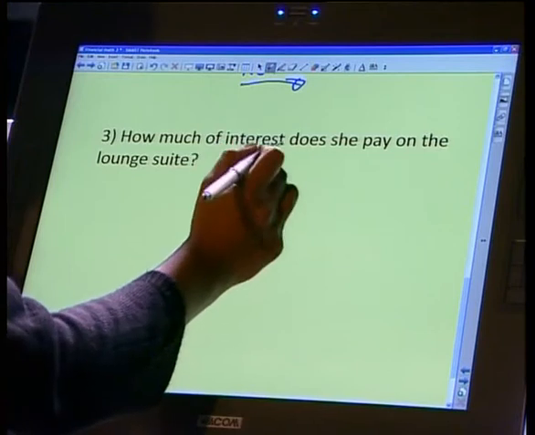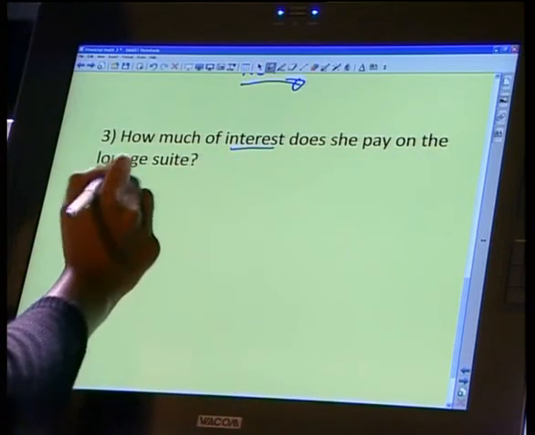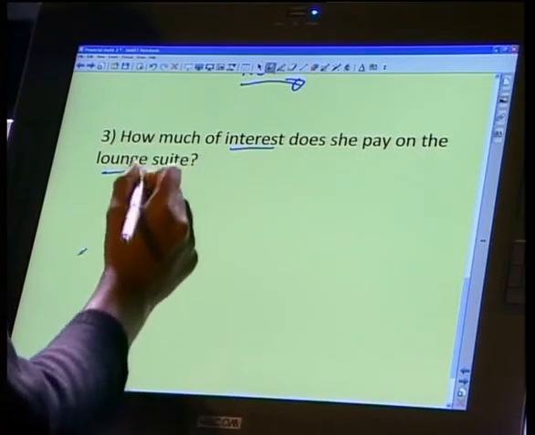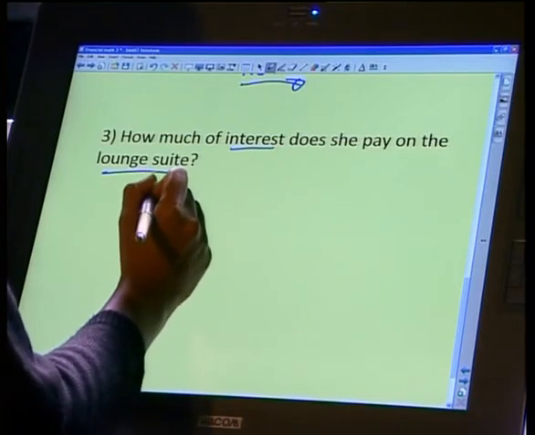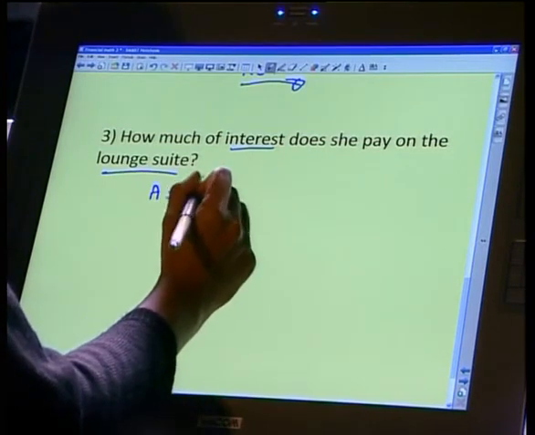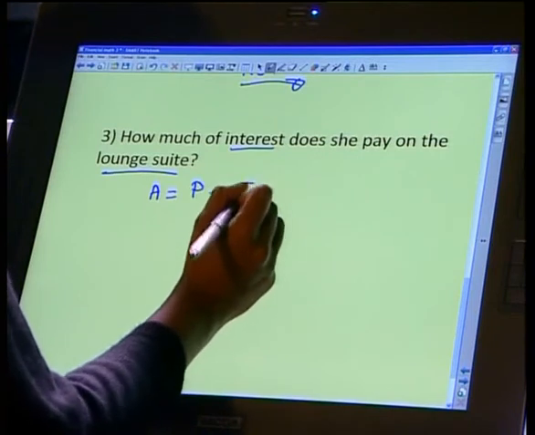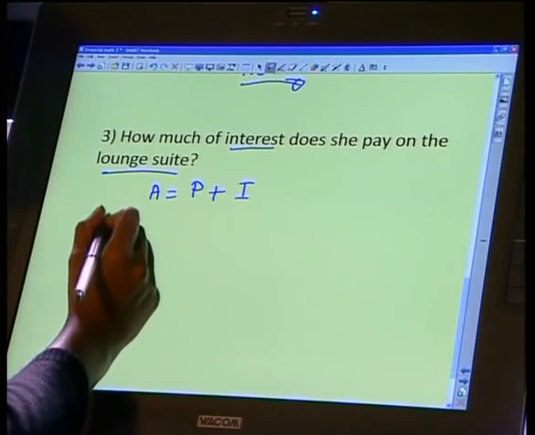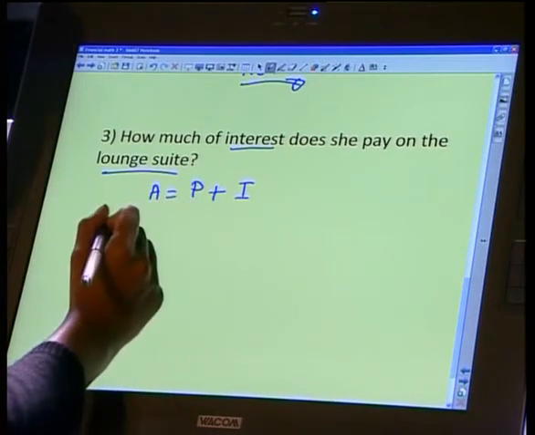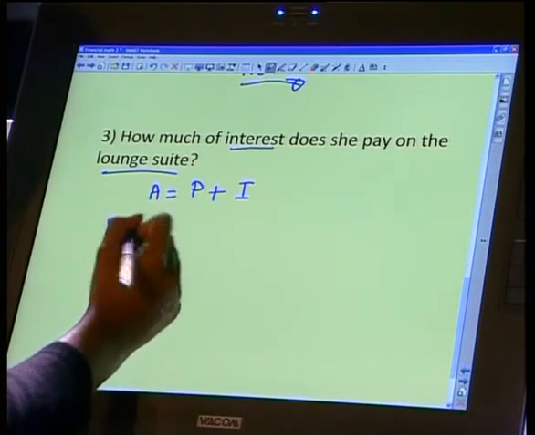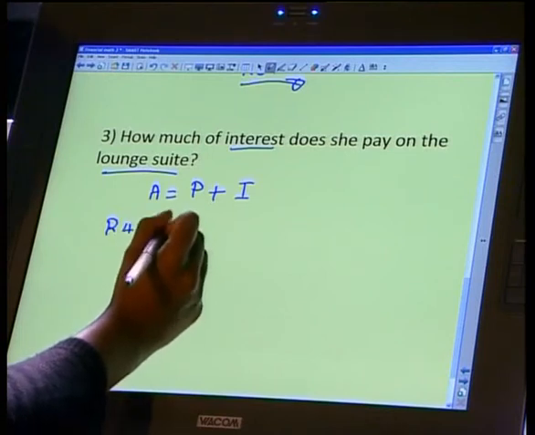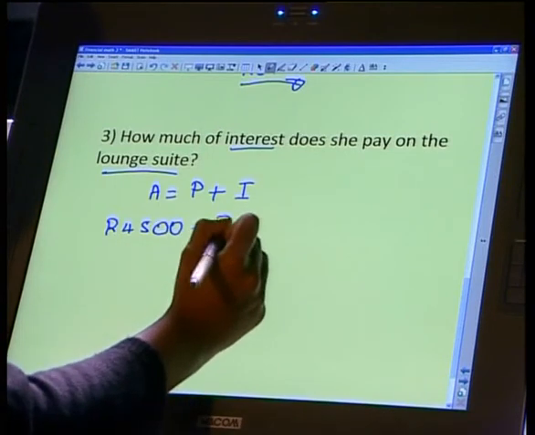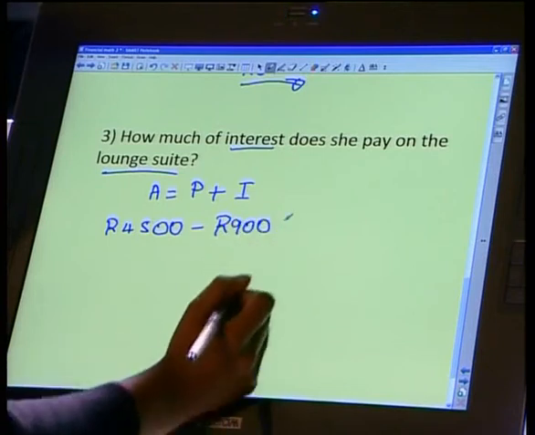Okay, so we're going to look at the last part of this question. We want to know how much of interest does Mrs. Phillips pay back on the lounge suites. Okay, remember, the final payment is always equal to the original payment plus the interest. But in this case, we have to be careful because Mrs. Phillips also made a deposit. So her initial payment wasn't 4,500. Her initial payment was 4,500 Rand minus the 900 Rand deposit.